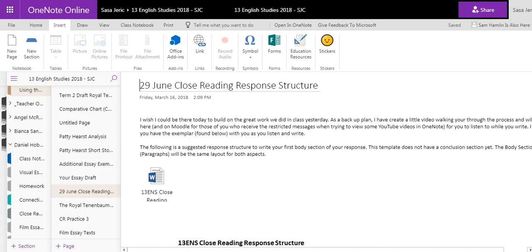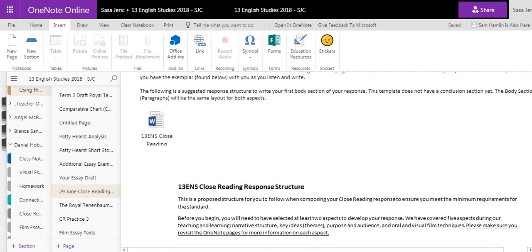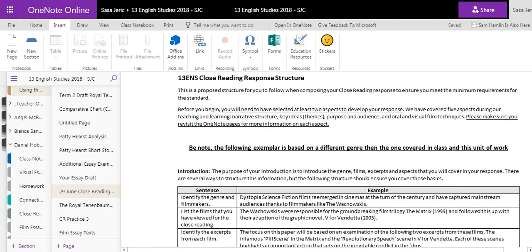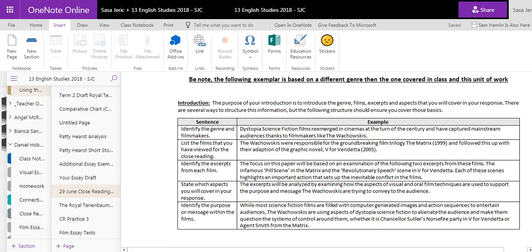So a couple of things I want you to know. In your OneNote folder under close reading, you'll have a tab that says 29th of June, close reading response structure. So if you were away yesterday, this is where you're going to find that information about the introduction that we completed. If you scroll down, you'll see a little information on the introduction and what we tried to do.